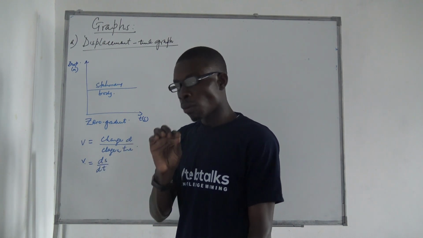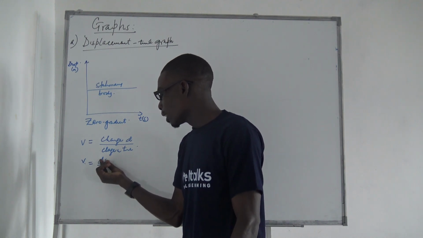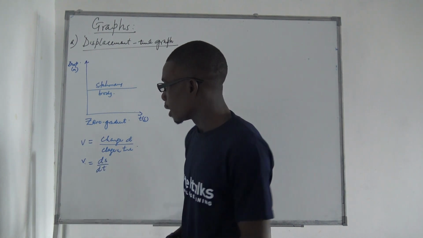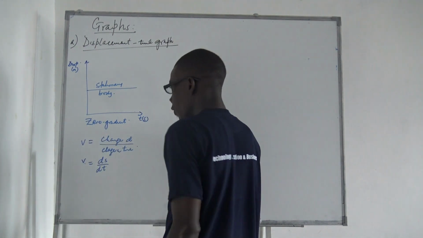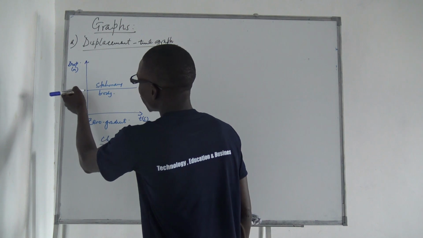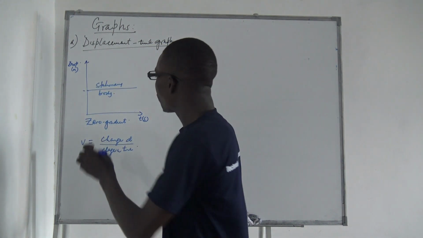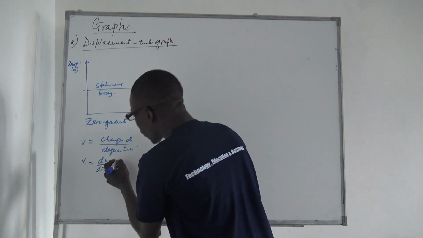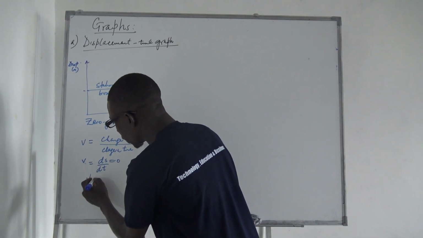So for smaller changes, you can just write ds dt, meaning change in displacement over change in time. That is velocity. And now if you look at this graph here, at every point, the displacement is a constant, but the time is changing. The change here is zero. Don't you think 0 over dt is 0? That means that v equals 0.